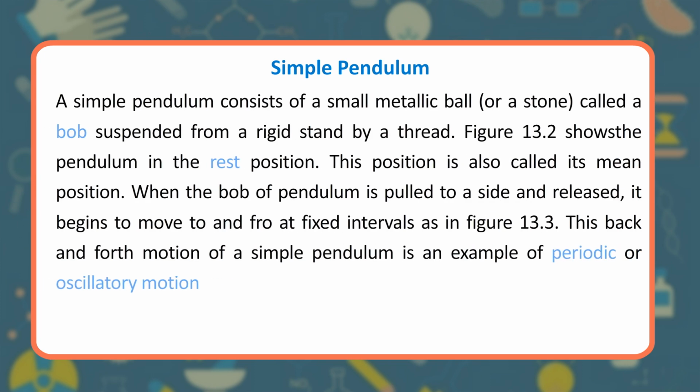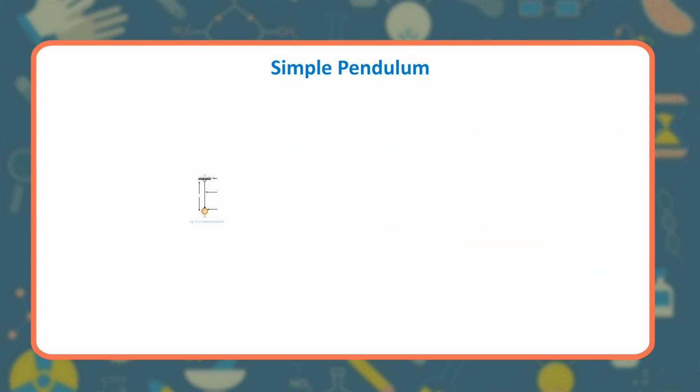Simple pendulum. A simple pendulum consists of a small metallic ball, or a stone, called a bob, suspended from a rigid stand by a thread. Figure 13.2 shows the pendulum in the rest position. This position is also called its mean position. When the bob of the pendulum is pulled to a side and released, it begins to move to and fro at fixed intervals as in figure 13.3. This back and forth motion of a simple pendulum is an example of periodic or oscillatory motion.